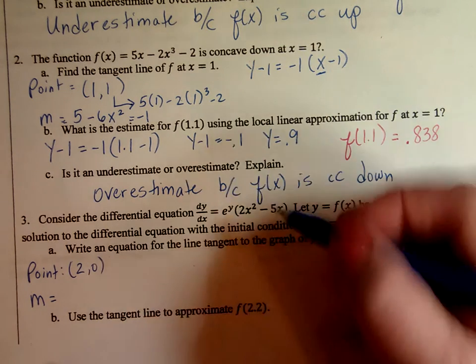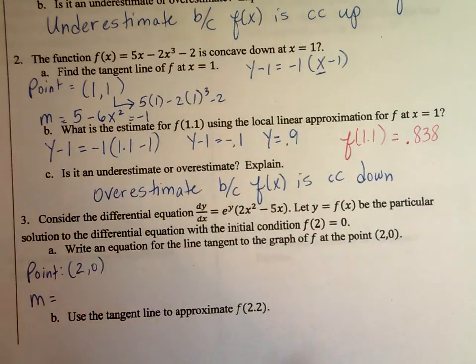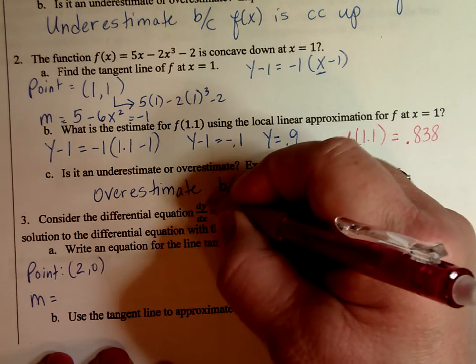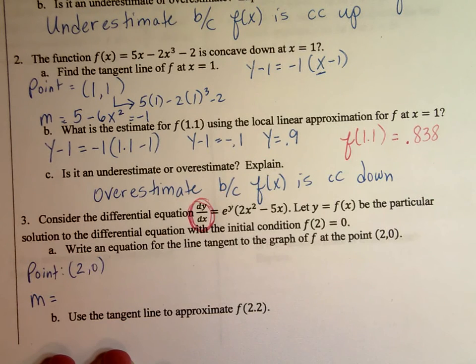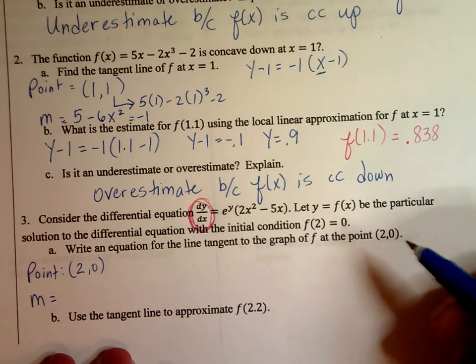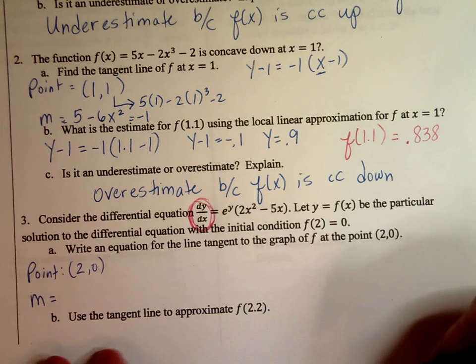But look at what they gave you. Be very careful of the things that they're giving you. The last one they gave you f of x. Look what they gave you this time. They gave you the derivative. And so since they gave you the derivative, all you need to do is direct substitution of x is 2, y is 0. So here's what it's going to look like.